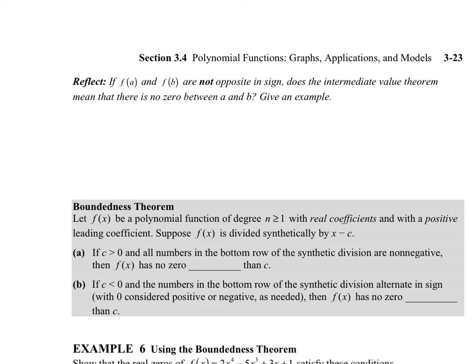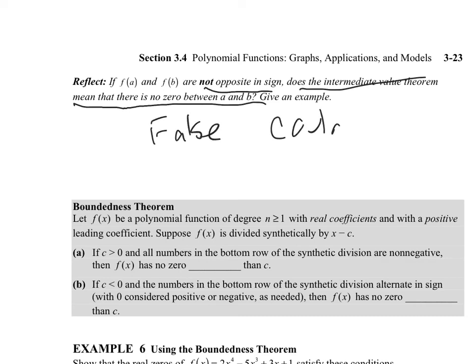If f of a and f of b are not opposite in sign, does the intermediate value theorem mean that there is no 0 between a and b? False. There could be non-real zeros.